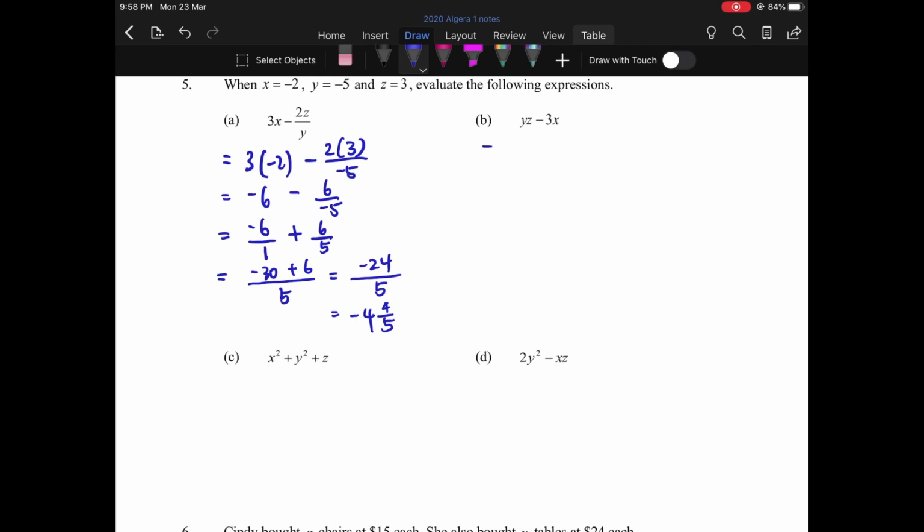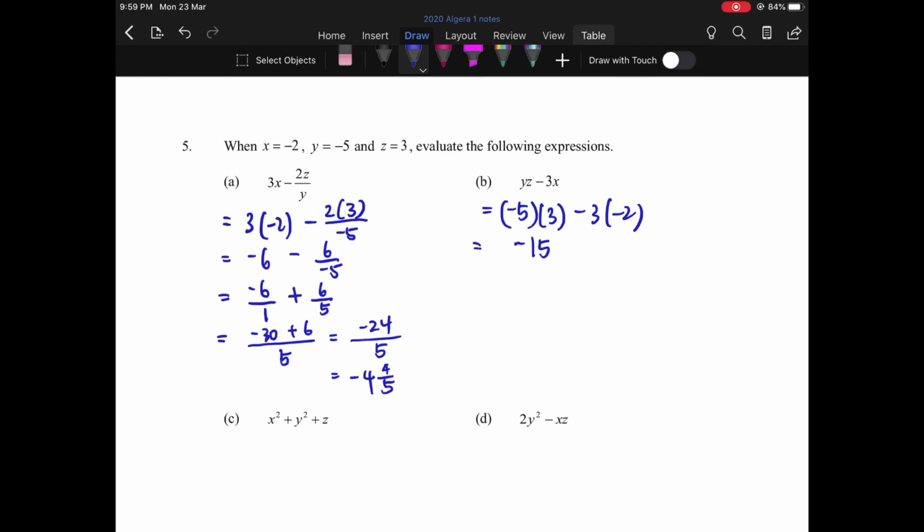Part B, y times z. So negative 5, use brackets, z is 3, x is negative 2. So evaluate this, negative 15. So to evaluate this, you can treat it as negative 3 multiplied by negative 2. So this should give you positive 6. So you write down plus 6. And this should give you negative 9.